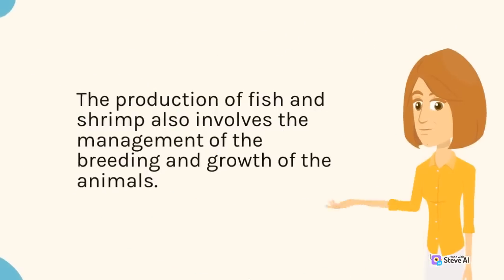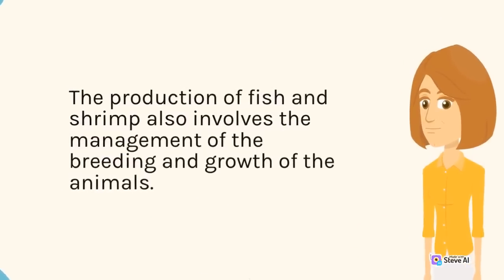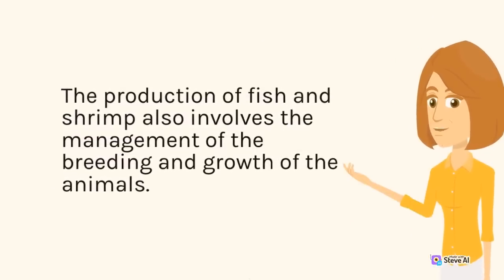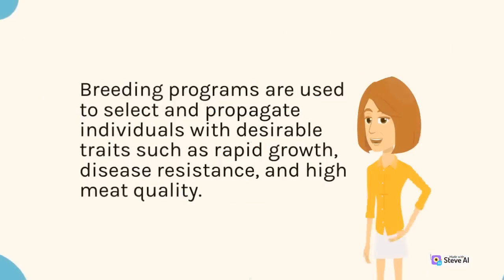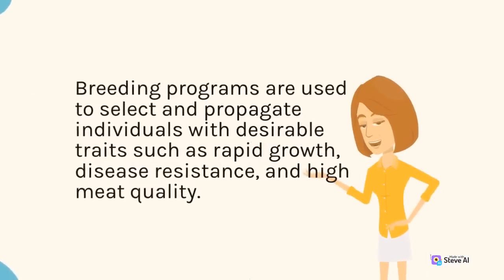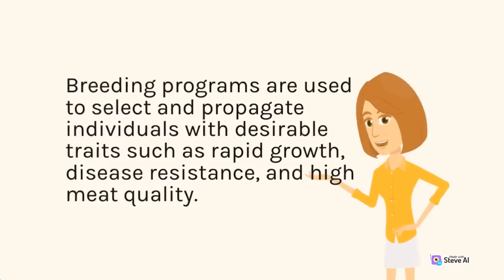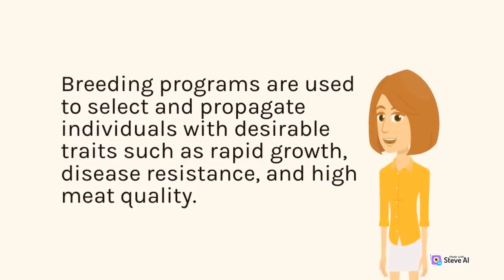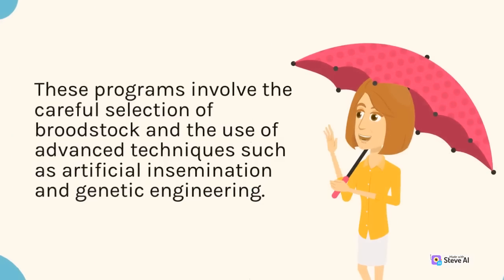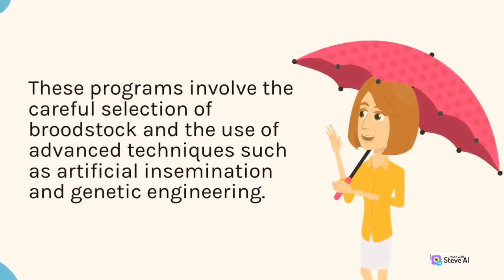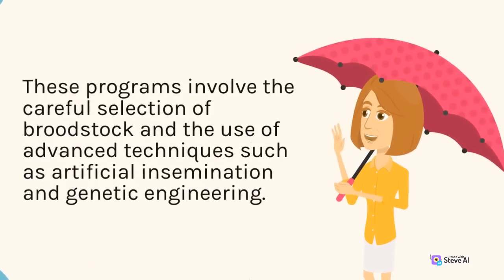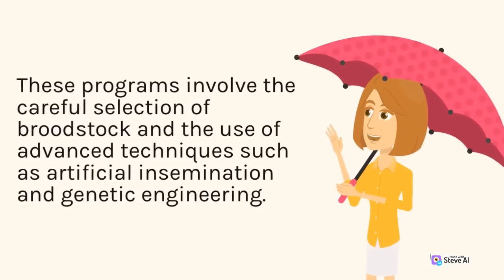The production of fish and shrimp also involves the management of the breeding and growth of the animals. Breeding programs are used to select and propagate individuals with desirable traits such as rapid growth, disease resistance, and high meat quality. These programs involve the careful selection of broodstock and the use of advanced techniques such as artificial insemination and genetic engineering.